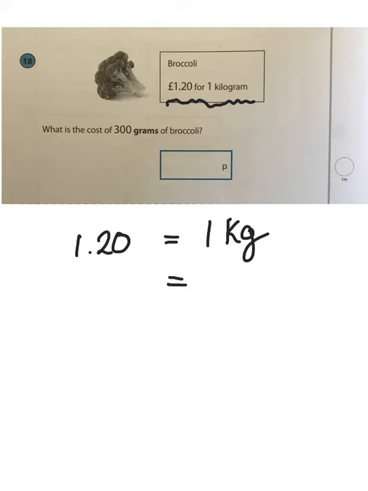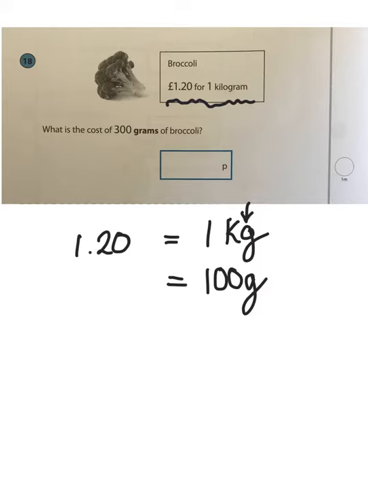1,000. How many 100 grams are there in a kilogram? So if there's 1,000 grams, how many hundreds are there in 1,000? There's 10. Good. So if we're going to divide this side by 10, we're going to get 100 grams. We need to divide this side by 10.